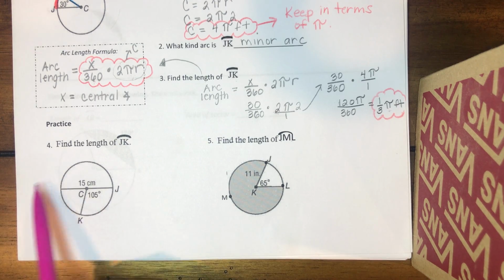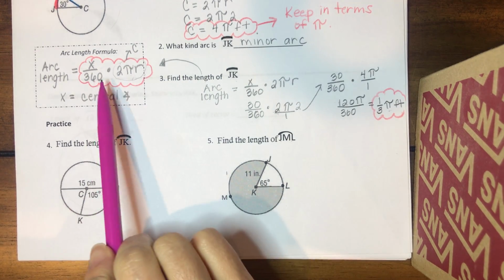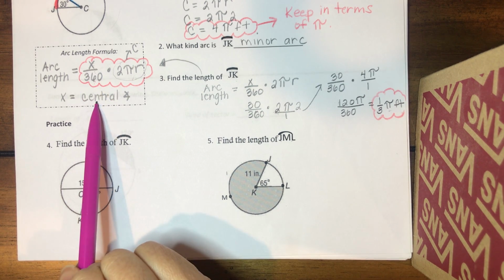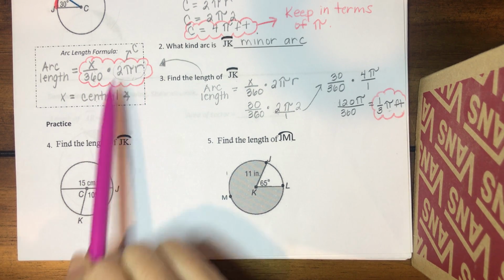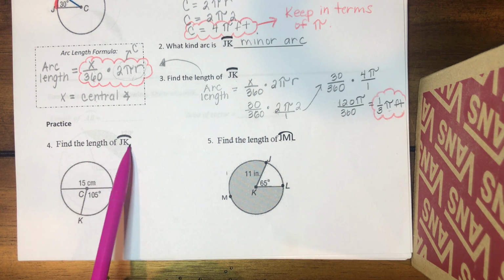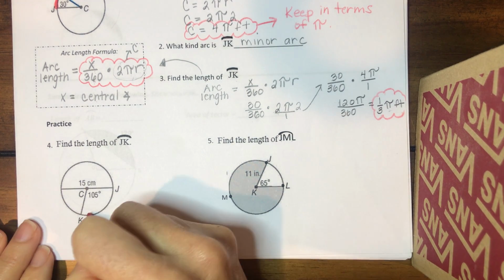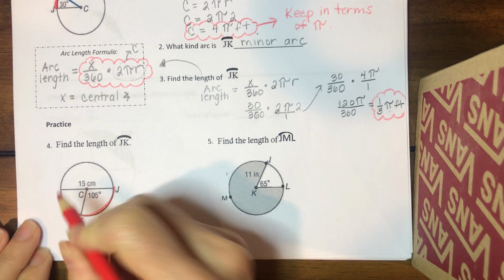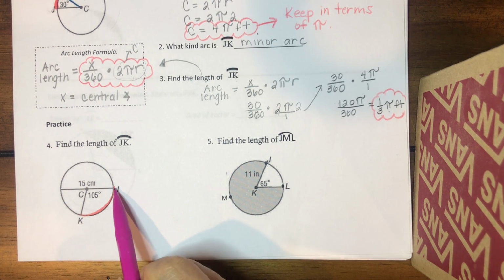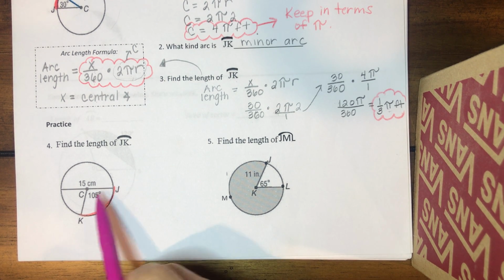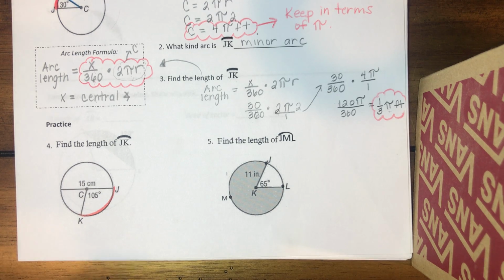All right, so before I start, now that we know what our formula is, I know that I'm going to need to know my central angle, and I know I'm going to need to know what my radius is. So let's take a look at what they want us to find. Find the length of our arc JK. So I'm going to highlight arc JK. You can do that with your pencil. And take a look. Do we know what the central angle is of arc JK? Yeah, it's 105.